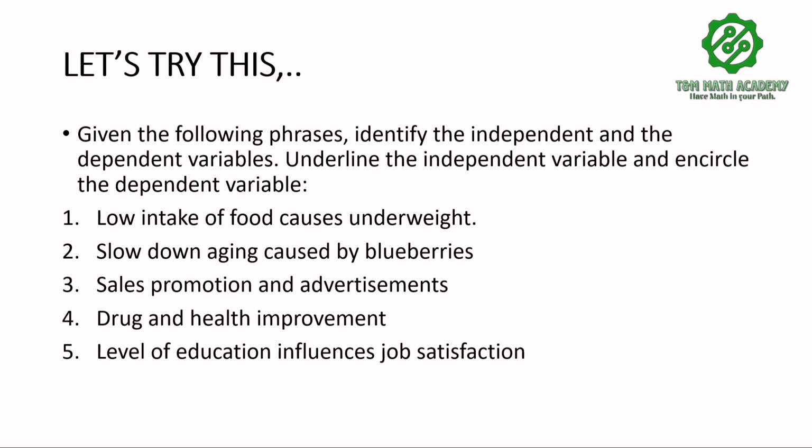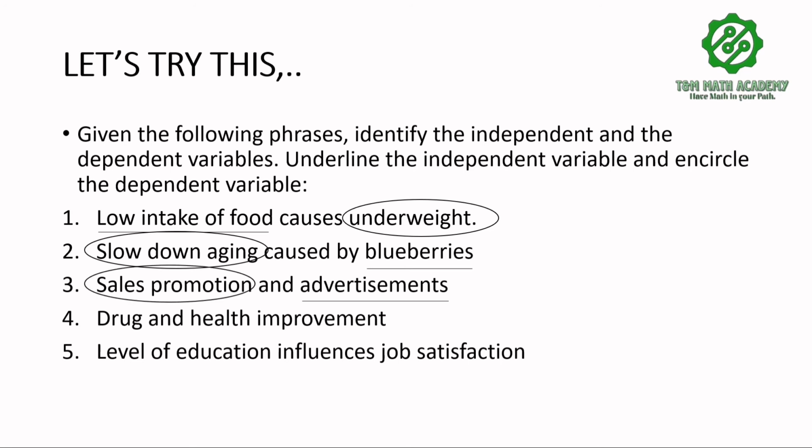So, ngayon, sagutan natin. For number 1, our independent variable is the low intake of food, while our dependent variable is underweight. Number 2, slow down aging is our dependent variable, and blueberries is our independent variable. Number 3, sales promotion is our dependent variable, and advertisement is our independent variable. Next, drug is our independent variable and health improvement is our dependent variable. Lastly, levels of education is our independent variable and job satisfaction is our dependent variable. I hope that you got it perfect. Thank you.